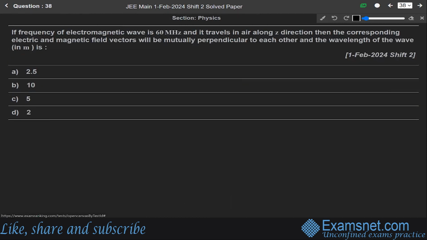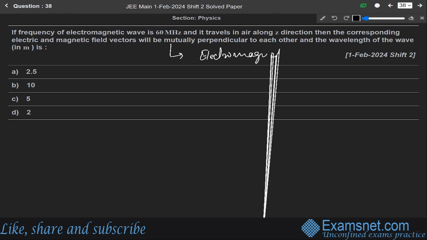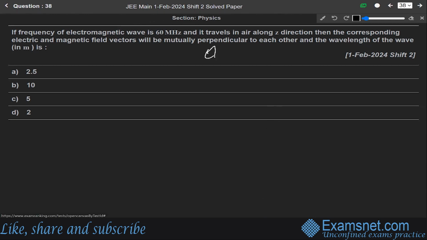Now next question 38. If the frequency of an electromagnetic wave is 60 megahertz and it travels in the z direction, then the corresponding electric and magnetic field vectors will be mutually perpendicular to each other, and the wavelength of the wave in terms of meter is. Okay, this is a very simple question, and it is from the chapter of electromagnetic waves. Just apply the formula of frequency.